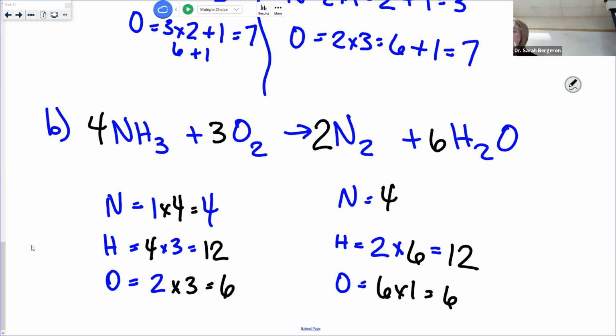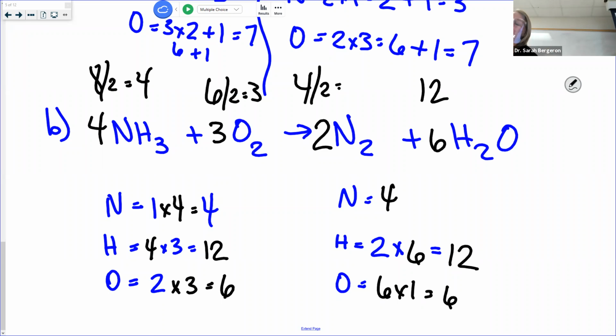Now, one thing I do want to tell you, what if you got coefficients that were 8, 6, 4, and 12? You have to simplify. So the whole definition of a balanced chemical equation is the smallest ratio of the substances. So what are all these divisible by? 2. So if I divide them all by 2, I get my coefficients. So if you don't get quite the right answer, double check, make sure, do I need to reduce? And sometimes that's where your issue is. You just need to reduce.